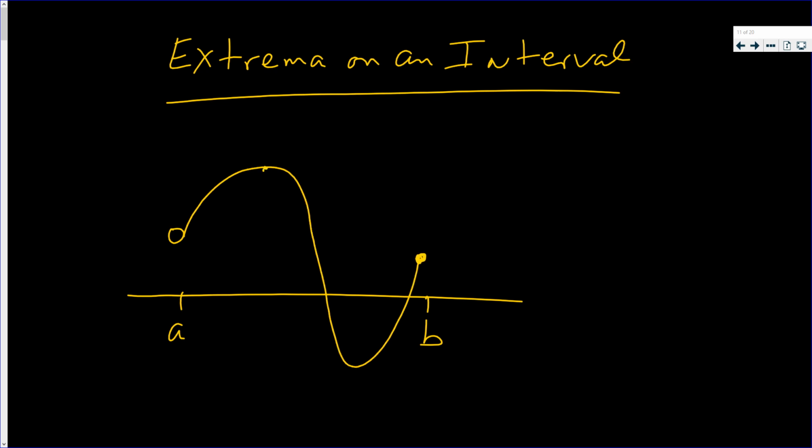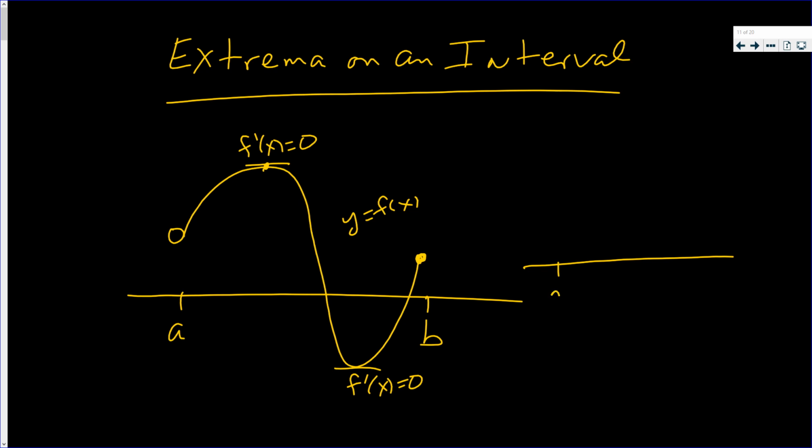This highest point, and let's call this f of x, the graph. The highest point occurred when the derivative was 0. Had a horizontal tangent line. The lowest point occurred when the derivative was 0. But does it always have to be when the derivative is 0? And the answer is absolutely not.